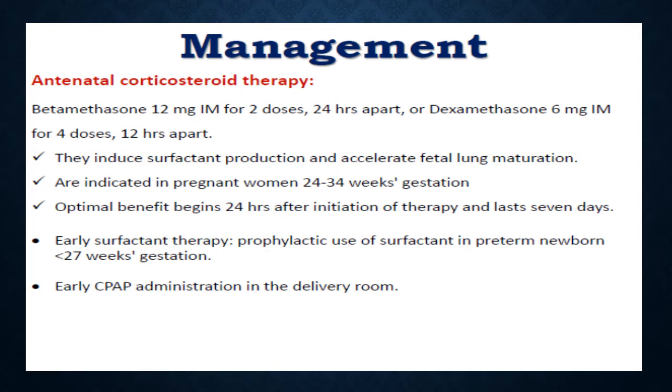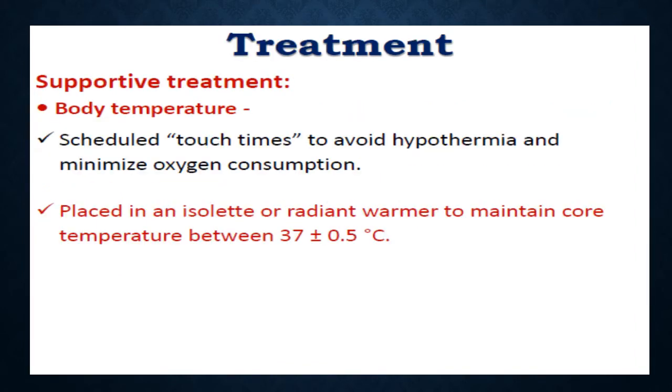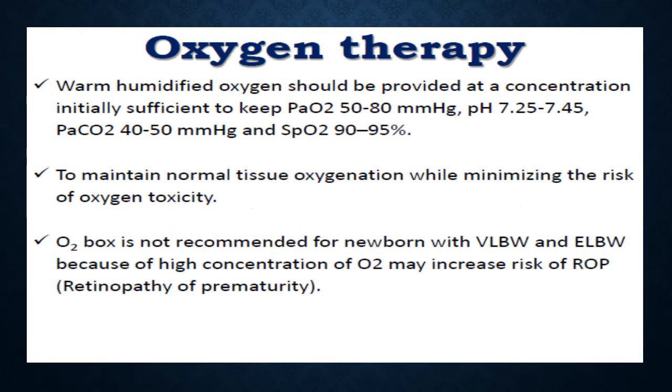Early surfactant therapy is another method of treatment of hyaline membrane disease. Prophylactically, it's used in preterm newborns less than 27 weeks gestation. If that fails, only then can we use controlled pressure administration. Also, we have to take care of the supportive treatment in the form of body temperature, and the baby is put in an isolette or radiant warmer to maintain core temperature at the proper degree.